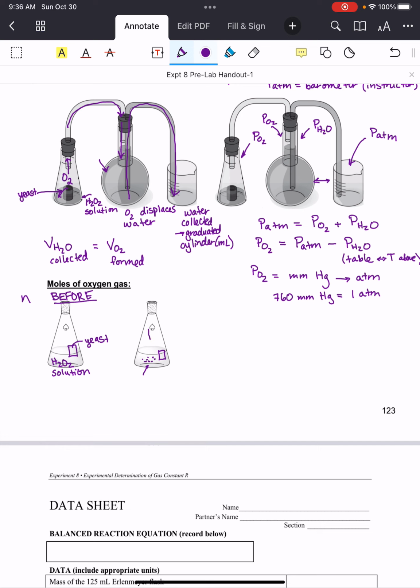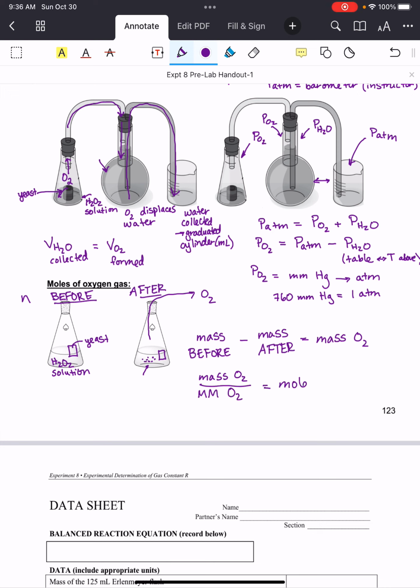But what happens is all of the oxygen has left. And so if we measure the mass after we do the reaction and take the difference, the mass before minus the mass after, completing the reaction and waiting 10 minutes, is the mass of oxygen. And if we know the mass of oxygen and divide by the molar mass of oxygen, we will get the moles of oxygen.